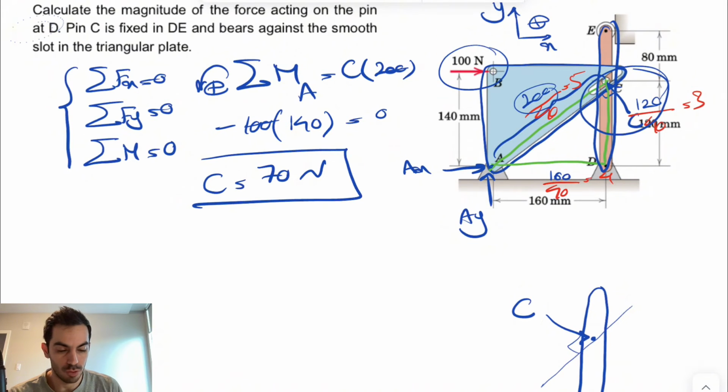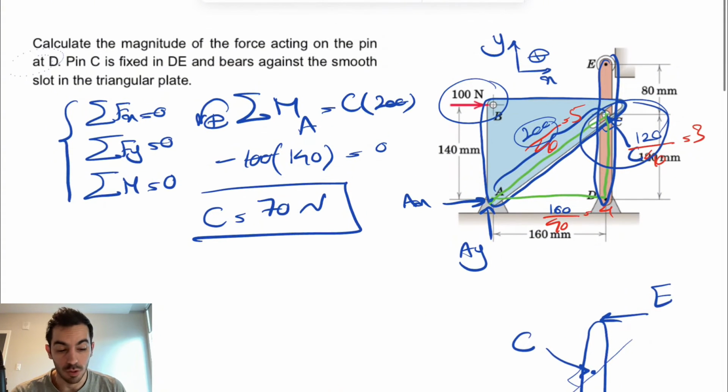And we have a roller at point E, which we need to show another force. I'm just going to show it at E. We do not have any vertical force for the roller because we are assuming that there is no friction.